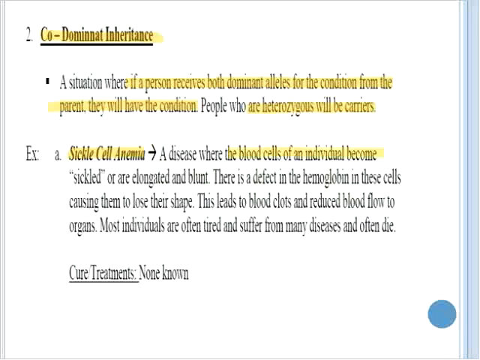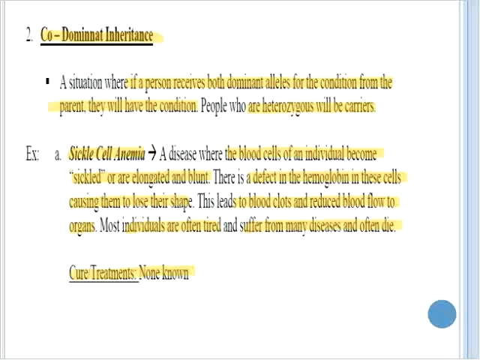Here, the blood cells of an individual become sickled or elongated in blood. There's a defect in the hemoglobin, causing them to lose their shape. As a result, blood clots and reduced blood flow to organs occurs. Most individuals are often tired, and they suffer from many diseases and often die. There is no known cure or treatment.